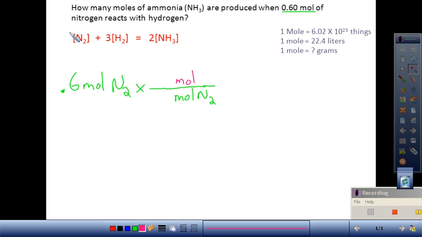So my equation says 1 mole of nitrogen will give me 2 moles of NH3. So I got 2 moles of NH3 for every 1 mole of nitrogen. I've just expressed that as my ratio. And I know I put NH3 on the top because that's what I'm looking for, NH3. So now I cross off my like units just like we've done before. Moles of N2 cross off. And now I can multiply my 0.6 times my 2, and that's going to give me my answer.